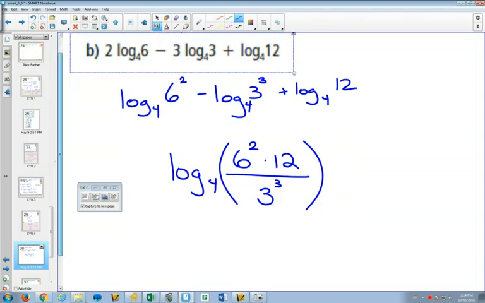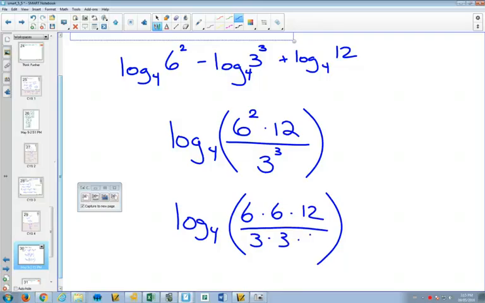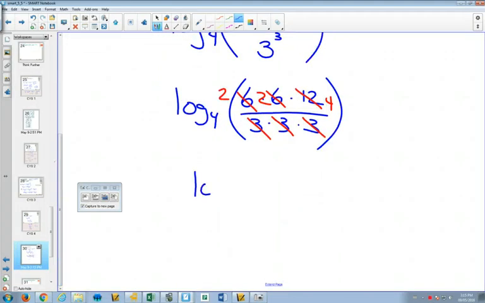As far as simplifying this goes, can you see you have 6 times 12 over 3 times 3 times 3? Can you see that you could simplify a 6 and a 3 and get 2? Yes? And this 6 and this 3 and get 2? And this 12 and this 3 and get 4? So we're left with log base 4 of 2 times 4, which is 16.